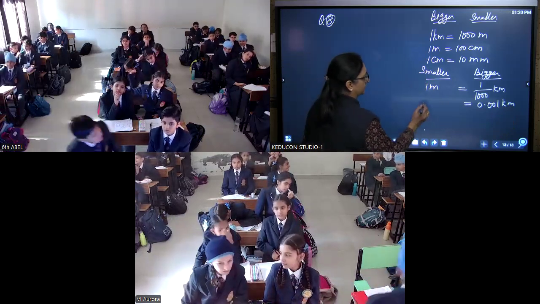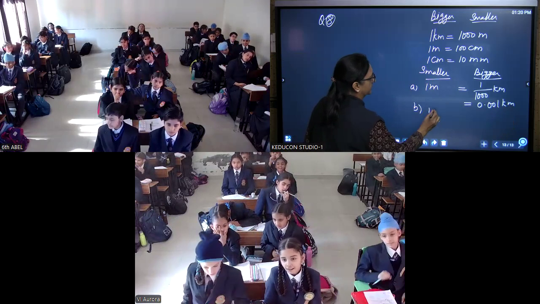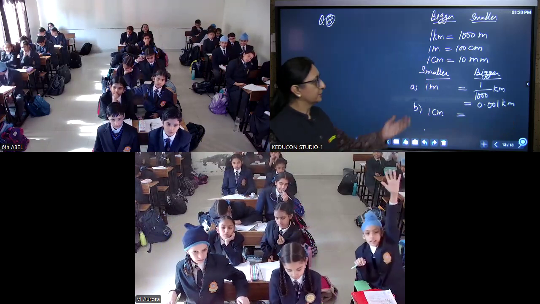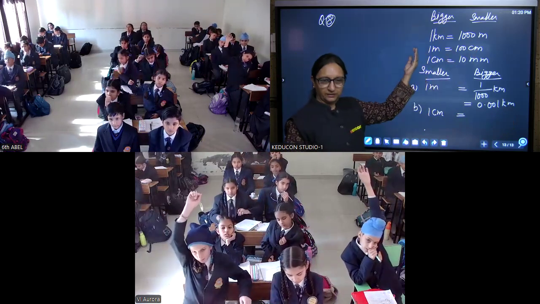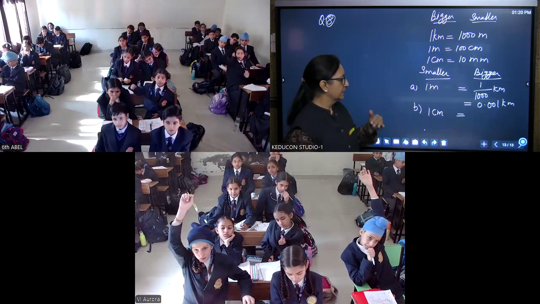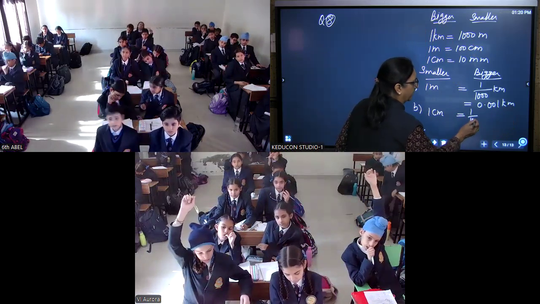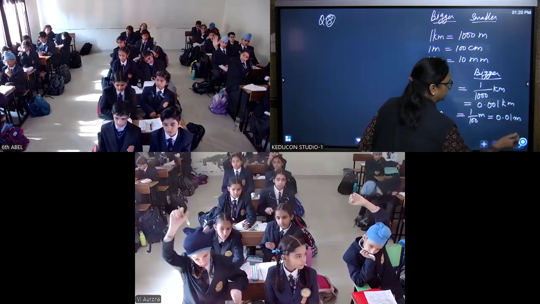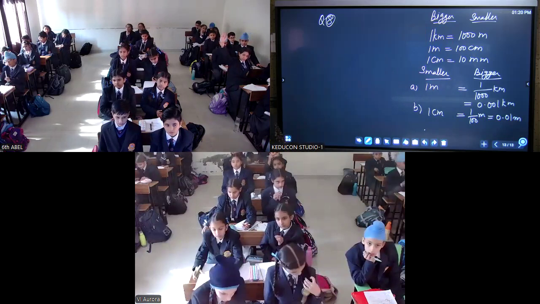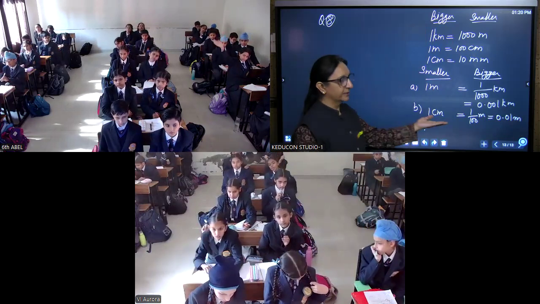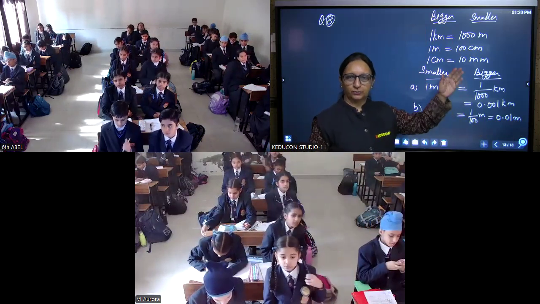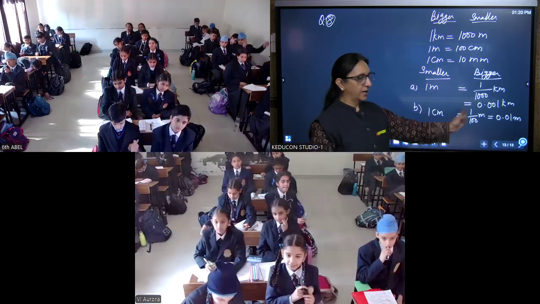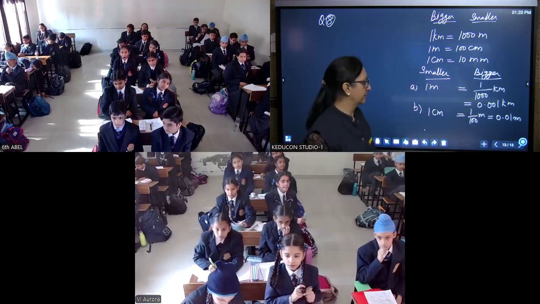Similarly, when you are using 1 centimeter, how many meters? You are going from smaller to bigger, so of course you will be dividing it. So 1 centimeter will be equal to 1 by 100 meter, which is 0.1 meter. You know it, whenever there are zeros in the denominator, how to put it in decimal form. So do and calculate. Write one step in rough, then you will understand.